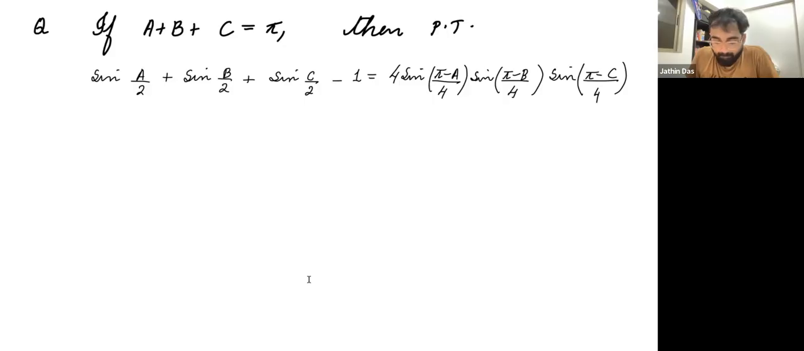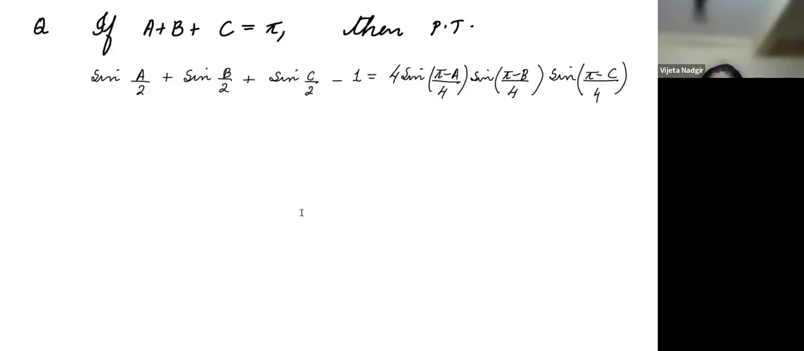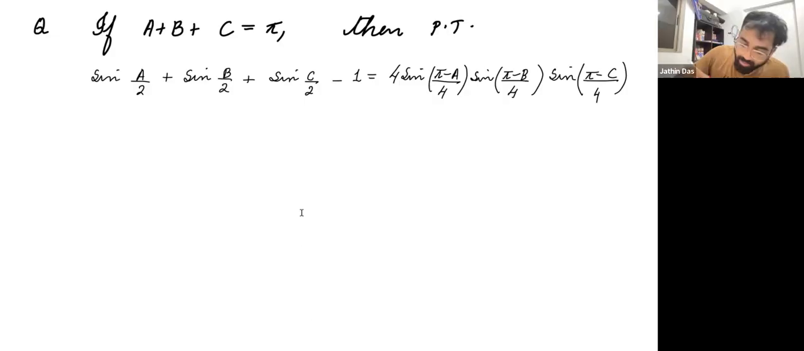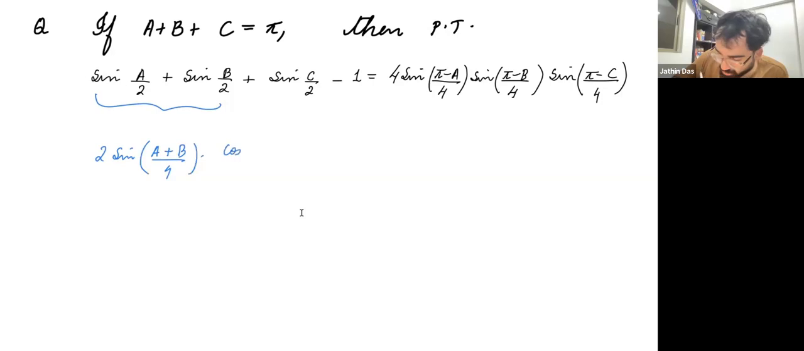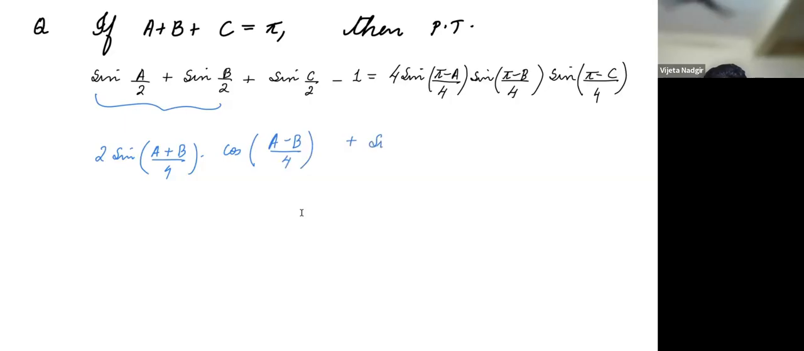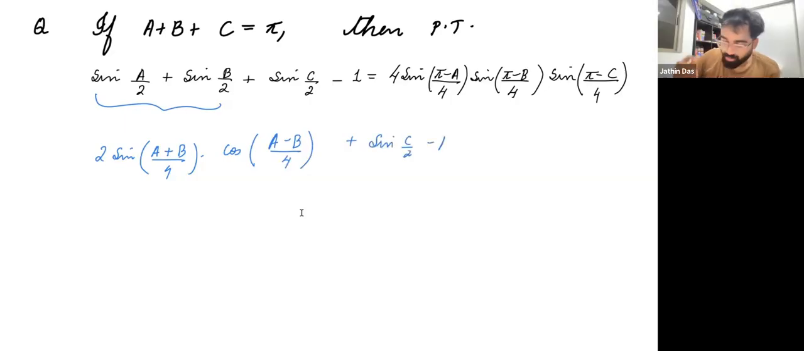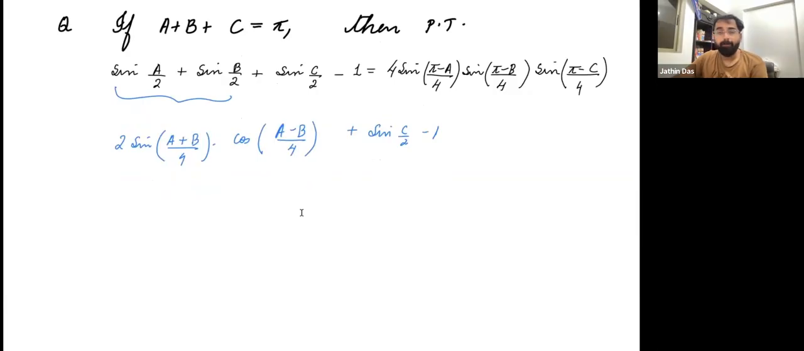Which one did you take first? Tell me. Sin A by 2 plus sin B by 2. Okay, we'll go together. What will happen? 2 sin, sum of them will be A plus B by 2, and their half will be A plus B by 4. Cos into A minus B by 4 plus sin C by 2 minus 1. Okay. Till here clear? Yeah.